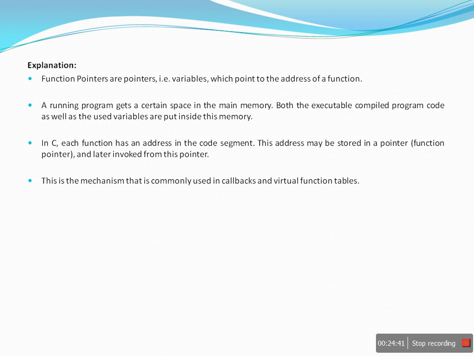Function pointers are variables which point to the address of a function. A running program gets a certain space in the main memory. Both the executable compiled program code as well as the used variables are put inside the memory. In C, each function has an address in the code segment. This address may be stored in a function pointer and later invoked from this pointer. This is the mechanism commonly used in callbacks and virtual function tables.